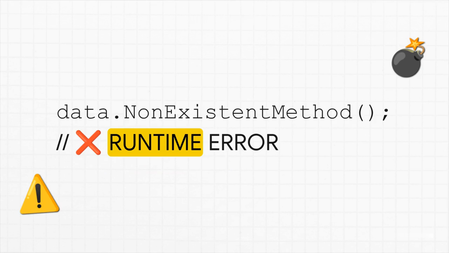But here's the scary part. The compiler has zero clue what's going on with the dynamic object, so it just lets this code slide. It's only later when your program is live, maybe even in front of a user, that everything comes crashing down because, whoops, that method doesn't actually exist.